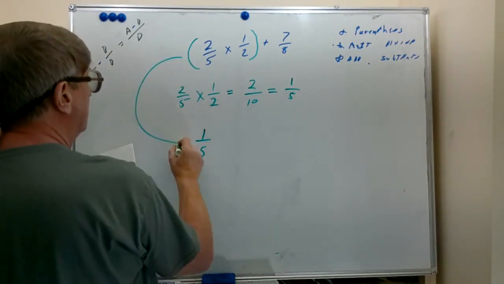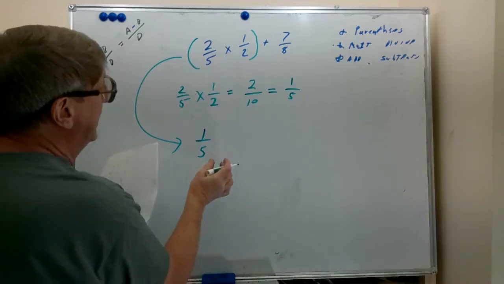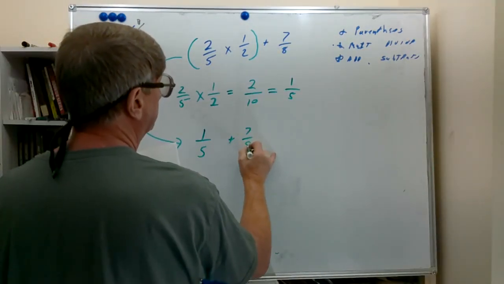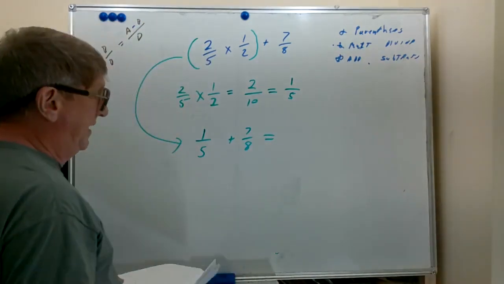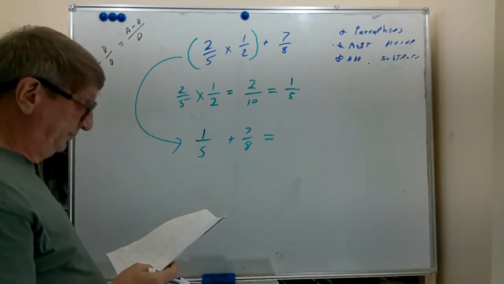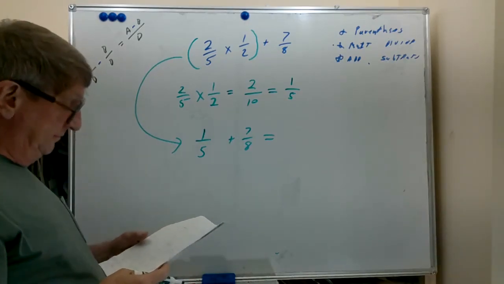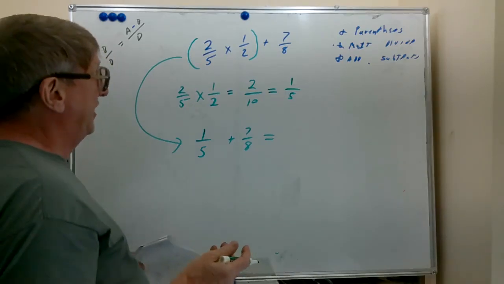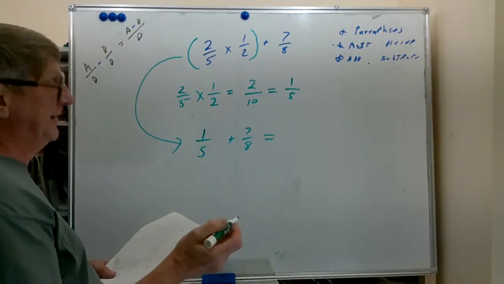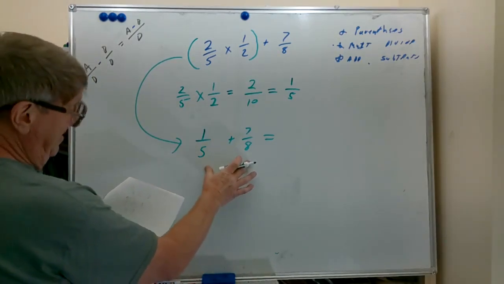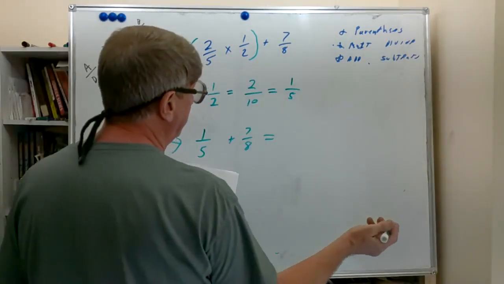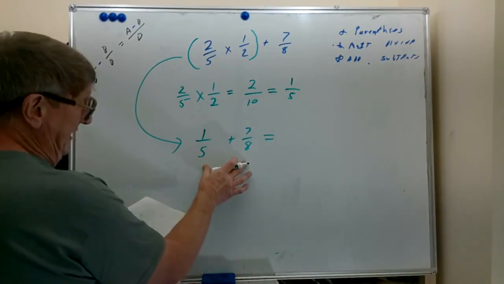I'll draw an arrow here to show you that's what we've done. We calculated it, now we've replaced it. This remains as is, plus 7/8. And now we want to add that up. We need a common denominator. Rather than go through the prime factorization stuff, I'm just going to tell you the common denominator here. You might be able to see this. 5 and 8, 5 is prime, it's going to be 5 times 8. So the least common denominator is going to be 40.